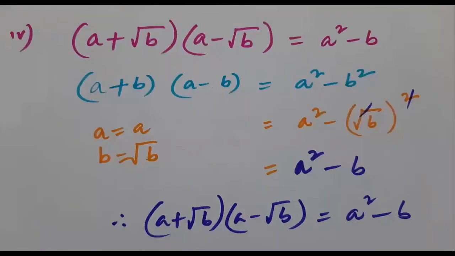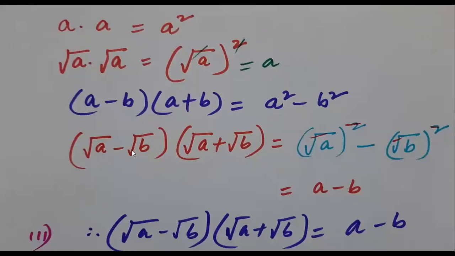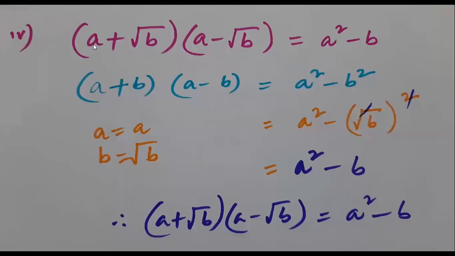Now, the fourth identity. Look here, children. Same, but in the previous one, root a minus root b, both have roots. Here a also has a square root, b also has a square root. But coming here, only one letter. Here there is no root for a, only root for b. Simple. Same formula, a plus root b, a minus root b, a square minus b. How will you get it? a plus b into a minus b, you know that formula. But here, a into a square, no problem. But root b into root b square.